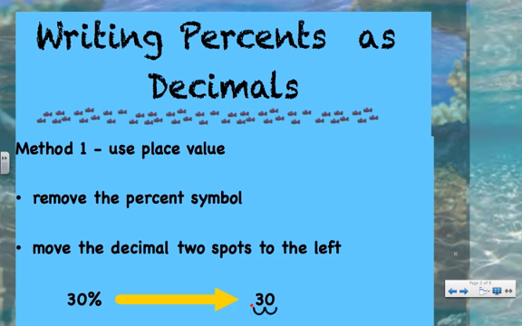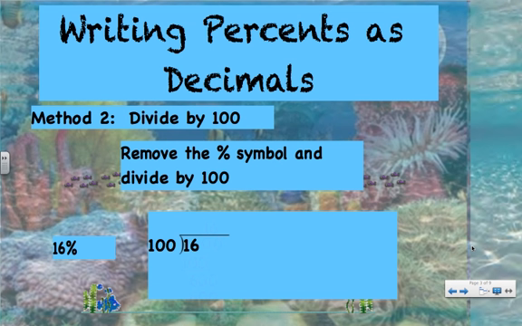So 30%, we drop the percent symbol. Again, the decimal's to the right of the 0, and we move it 2 to the left. Now, if you have a percent that actually shows a decimal, you still start at the decimal and move 2 to the left after dropping the percent symbol. Say, for example, I had 30.6%. I would start at the point and move 2 to the left, and it would become 0.306.